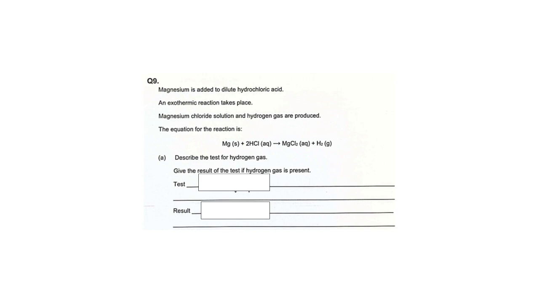Once you've done that, magnesium is added to dilute hydrochloric acid. An exothermic reaction takes place. It becomes hot. Magnesium chloride solution and hydrogen gas are produced. The equation for the reaction is Mg plus 2HCl goes to MgCl2 plus H2. Describe the test for hydrogen gas. So you're going to put a lit splint, a burning splint, in a test tube, and the result would be a squeaky pop. Okay, that's called the squeaky pop test.